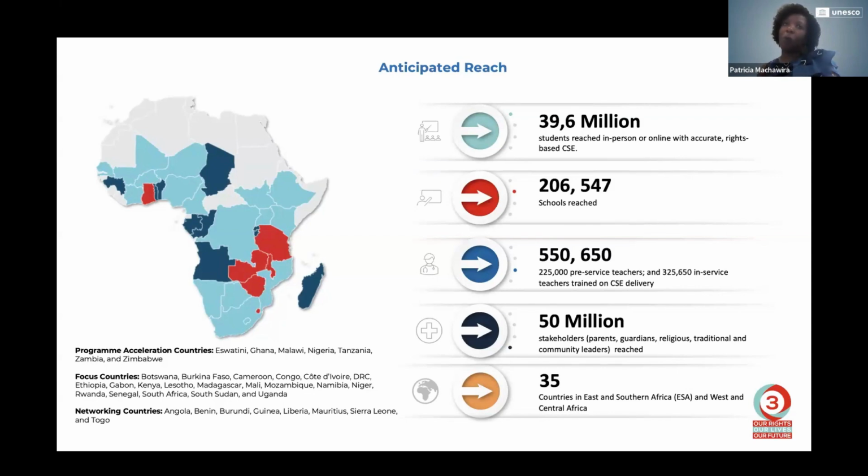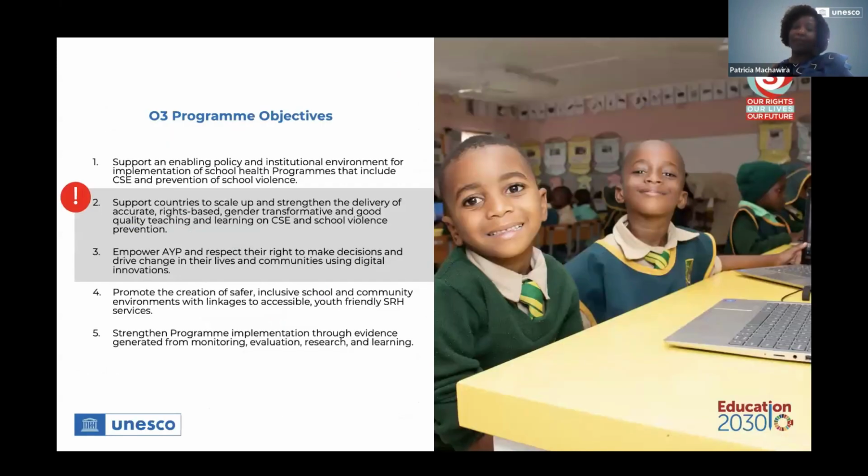So the O3 program was conceived as mainly a school-based program, capitalizing on the fairly high school enrollment rates that we have in East and Southern Africa, but also building on a legacy of HIV prevention curricula, which started as far back as the early 90s. So it is the space in the curriculum that has evolved from focusing on HIV prevention mainly to broadening to include comprehensive sexuality education, school violence prevention, and other sexual and reproductive health issues within the curriculum.